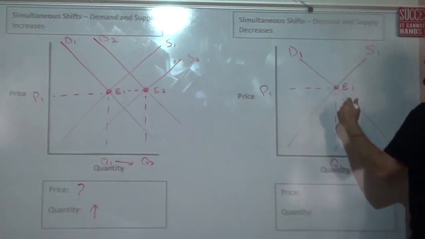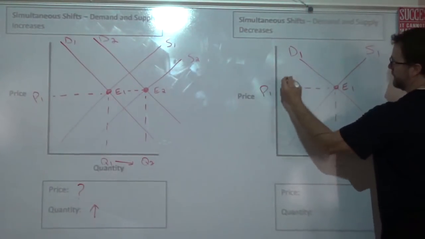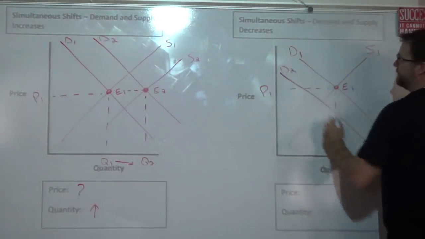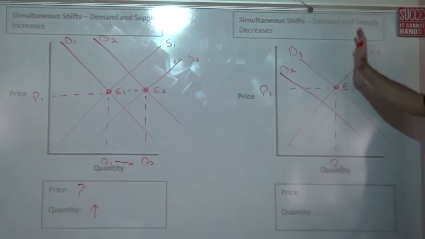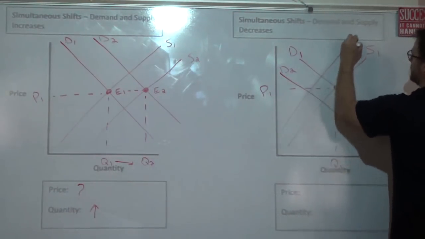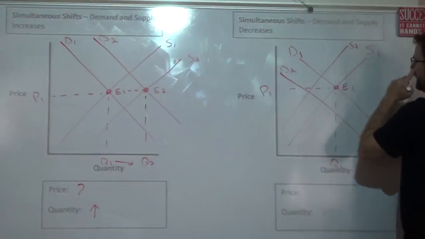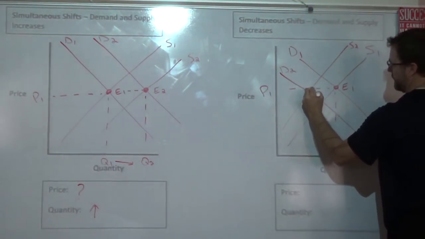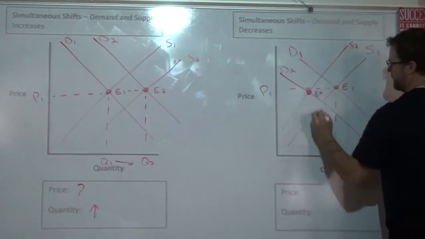Okay, so the demand curve is going to decrease. It's going to shift to the left. So here we got D2. And our supply curve is also going to decrease, which is a shift to the left. So we have S2. Okay? Again, find where D2 and S2 line up. This is our new point of equilibrium, E2.